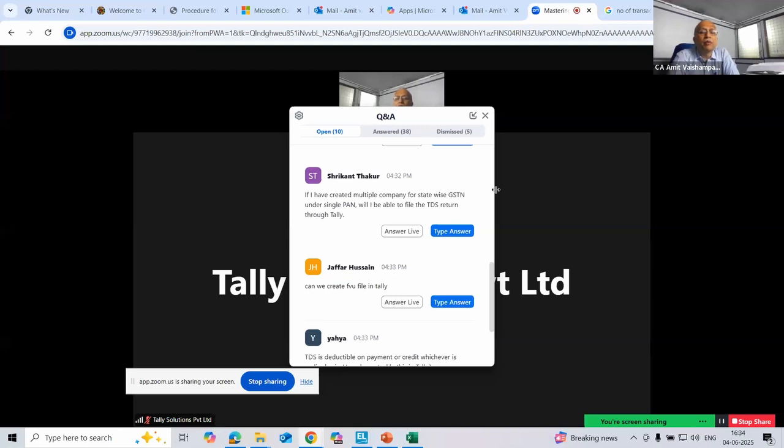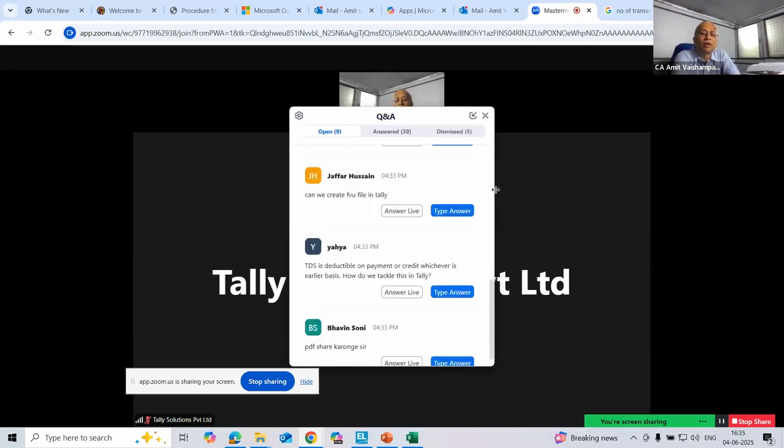If I have created multiple companies for the statewise GSTN under a single PAN, will I be able to file TDS return through Tally? Now there is an option called group company. I need to check whether the TDS return works on group company or not. If you have created multiple companies with a single PAN for GSTN, but from 6.0 onwards, multiple GSTNs can also be handled using the same company. So you, Srikant Thakurji, need not maintain separate companies. You can have only one company in which you can maintain multiple GSTNs.